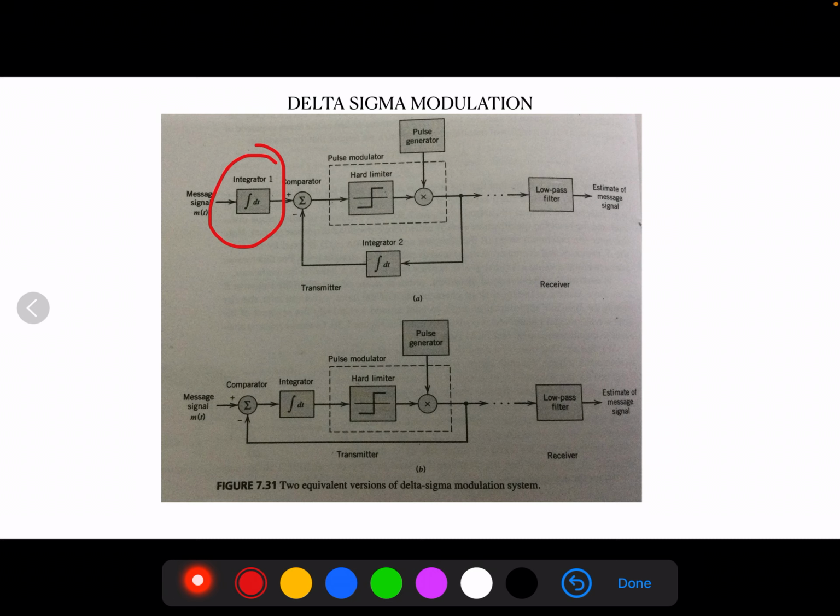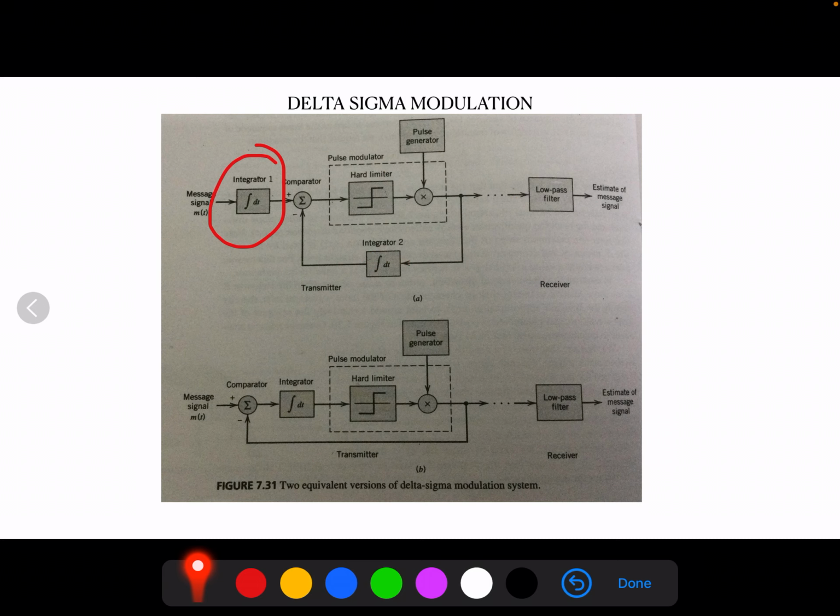A delta modulation scheme that incorporates integration at the input, we call delta sigma modulation. To be more precise, it should be called sigma delta modulation, because the integration is performed before the delta modulation. So, we can use it in any way. So, this is a block diagram which illustrates delta sigma modulation.